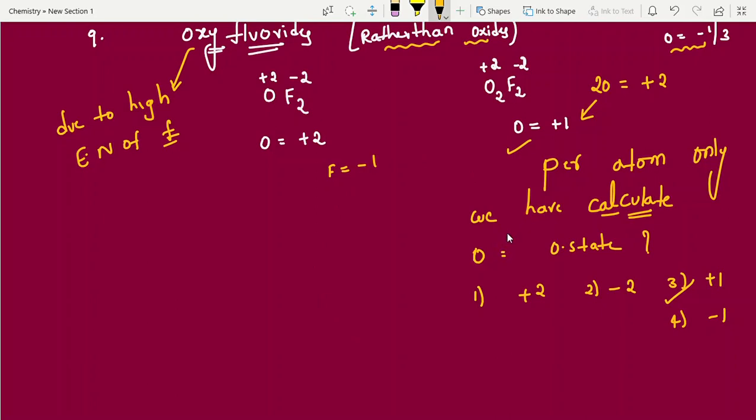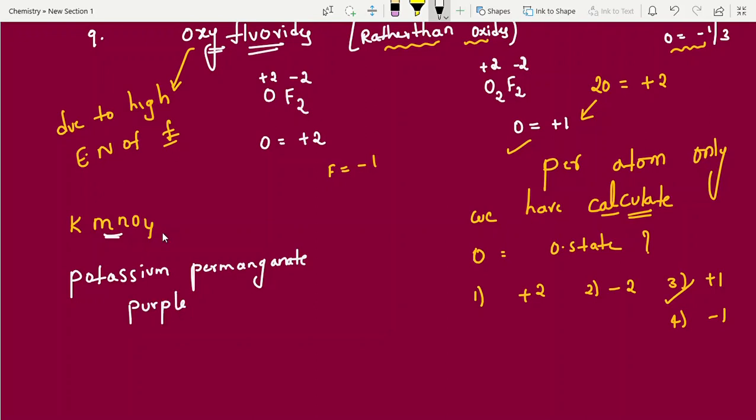Okay. Can I go to some examples which are frequently asked in exams? First, let's start with the easiest examples. Let me start with potassium permanganate. I'll underline the middle one, a metal. What is this name? Potassium permanganate. It is purple in color, students, like our screen color.